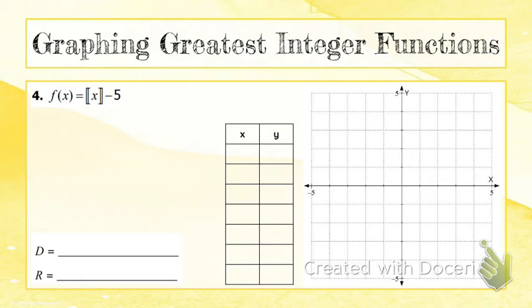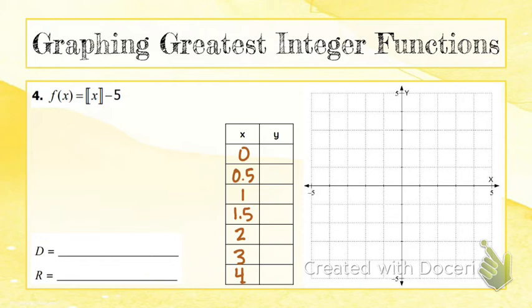For your tables on these, I want you to use the x values 0, 0.5, 1, 1.5, 2, 3, and 4. And that will help you establish a pattern.